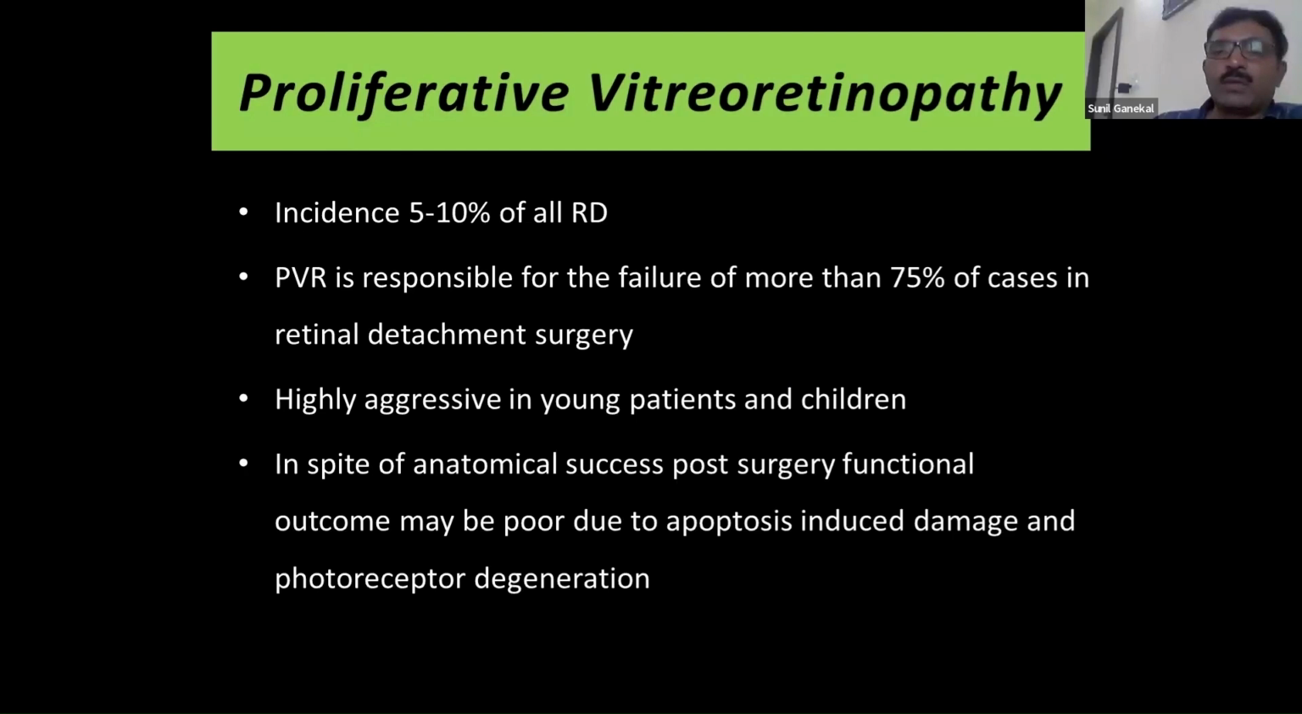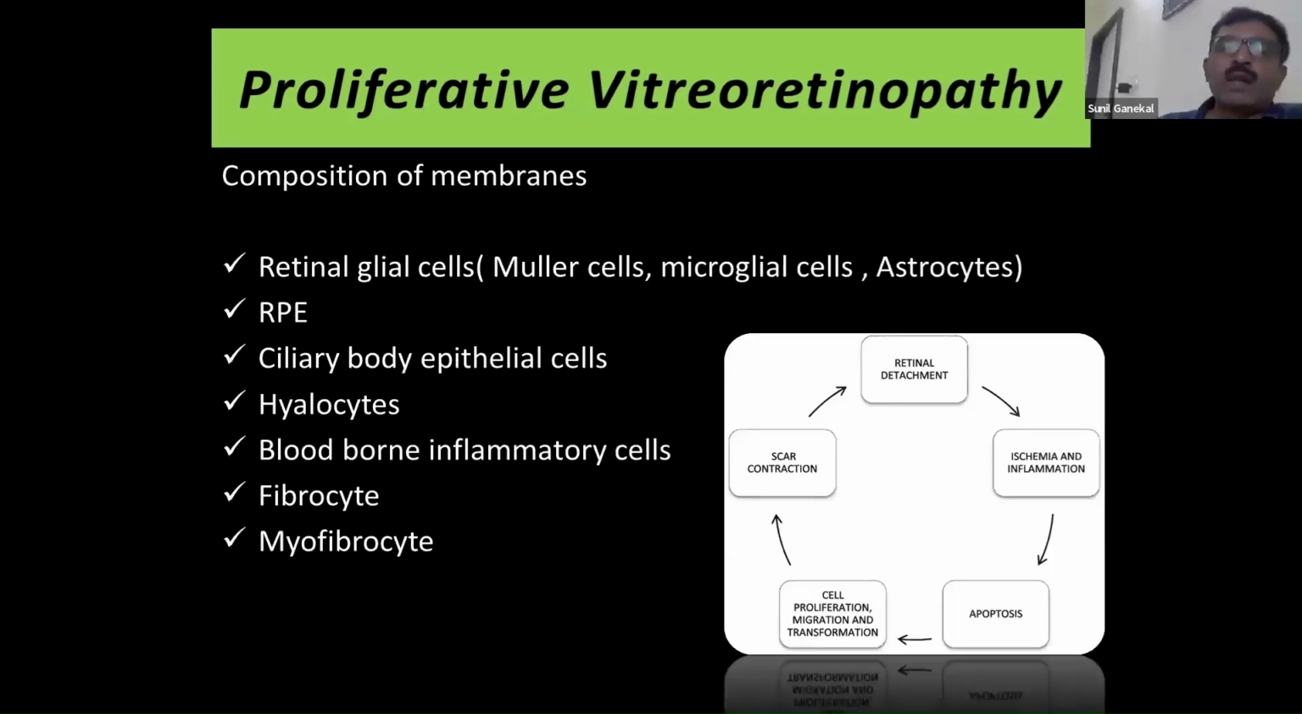PVR is one of the commonest causes for poor functional outcome in a patient with rhegmatogenous retinal detachment. In many patients, you may get a good anatomical outcome, but the functional recovery will be poor, basically due to the apoptosis which occurs and causes the damage. The second thing is that long-standing RDs with PVR tend to have photoreceptor degeneration. So in spite of anatomical reattachment, you tend to have a poor visual recovery post-detachment.